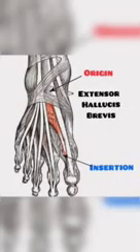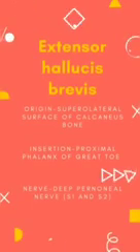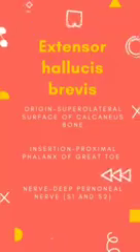Extensor hallucis brevis originates from the superolateral surface of calcaneus bone and is inserted into the proximal phalanx of the great toe. Supplied by the deep peroneal nerve and has a root value of sacral 1 and sacral 2.